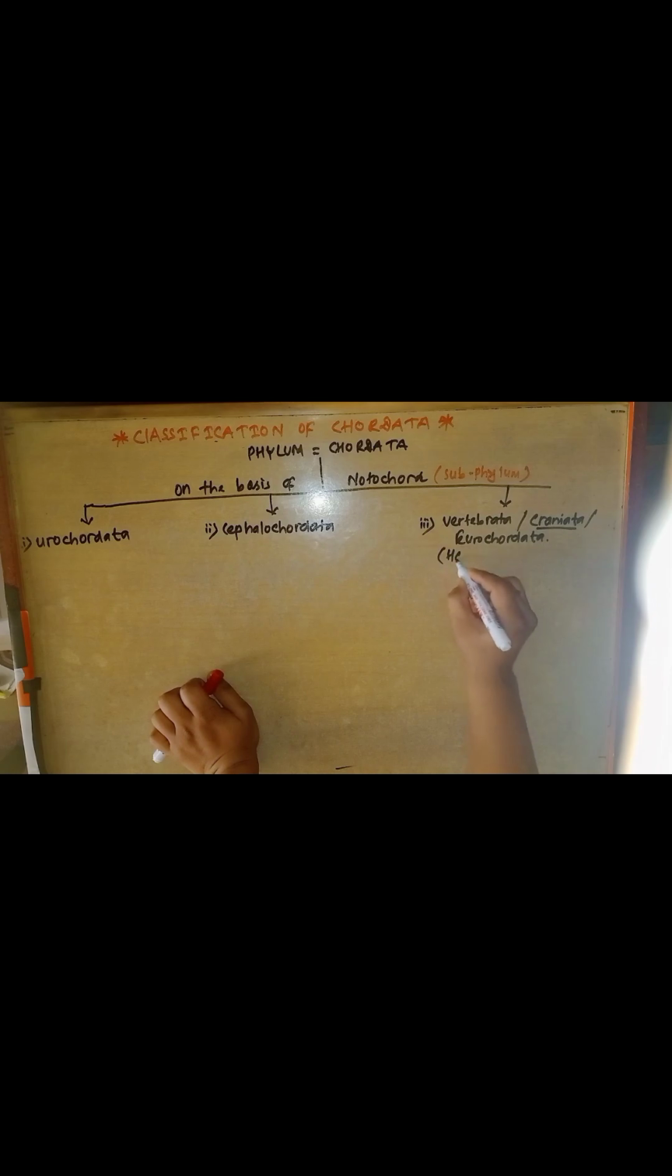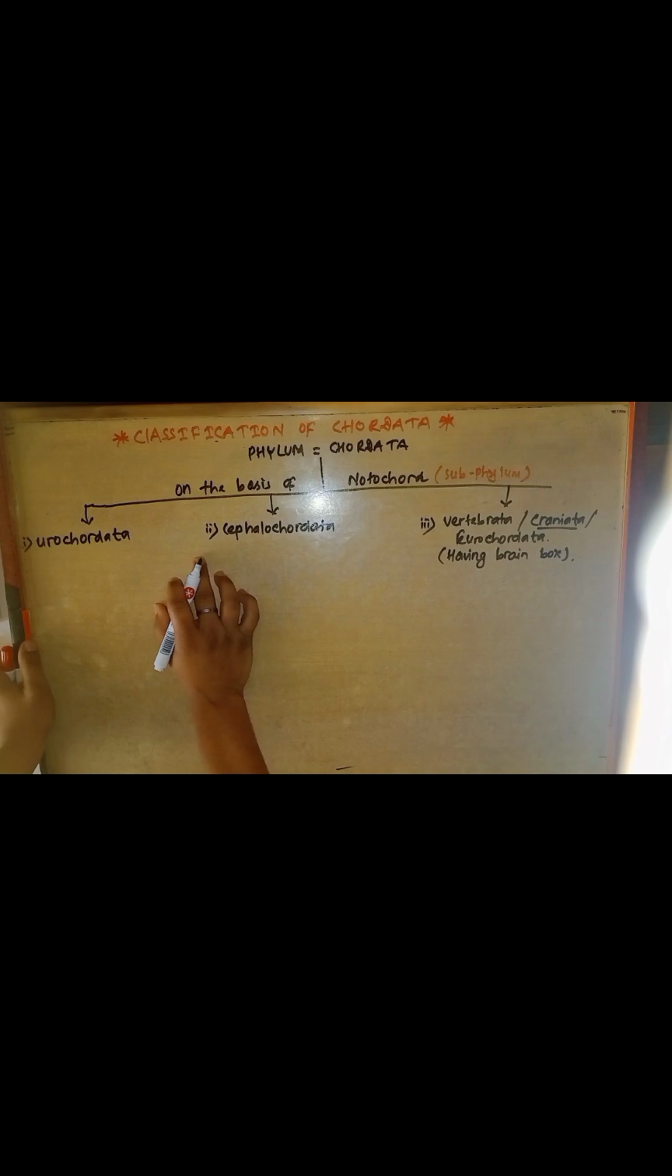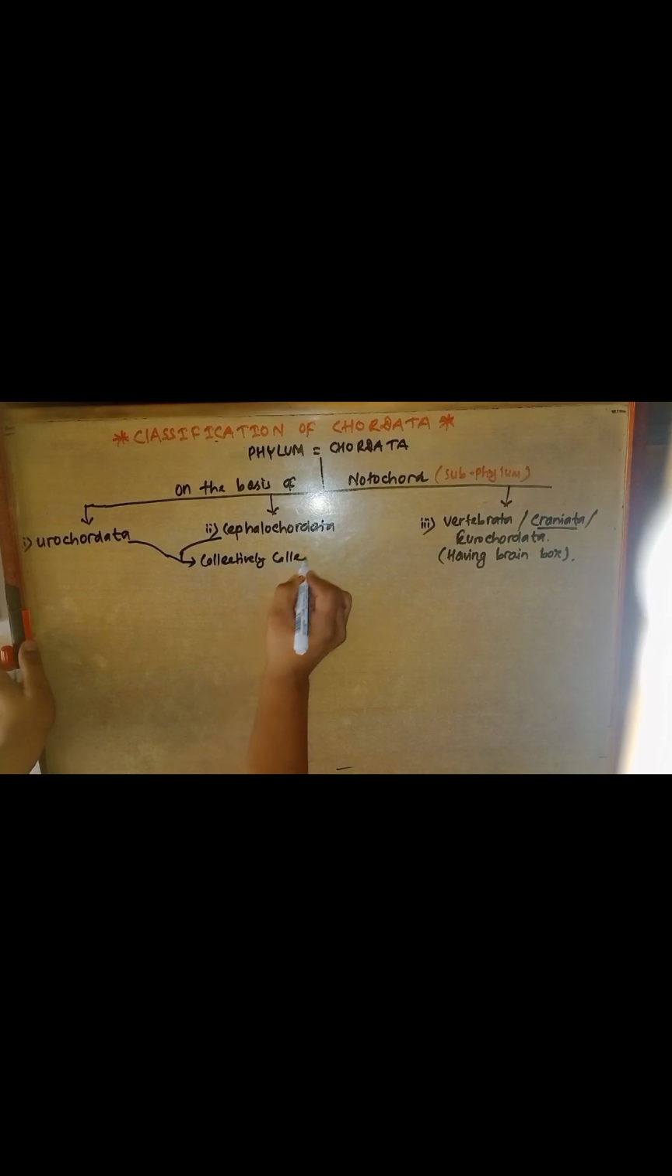Here Craniata means having brain box, and UroChordata and CephaloChordata are collectively called ProtoChordata or Acraniata, that is without brain box.